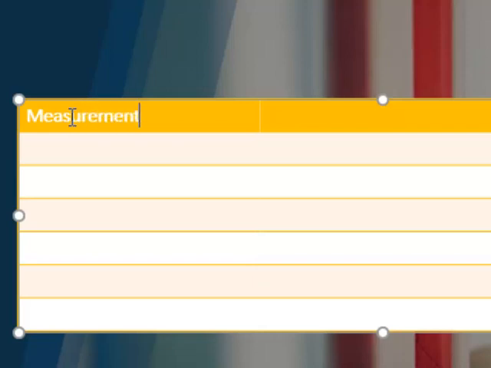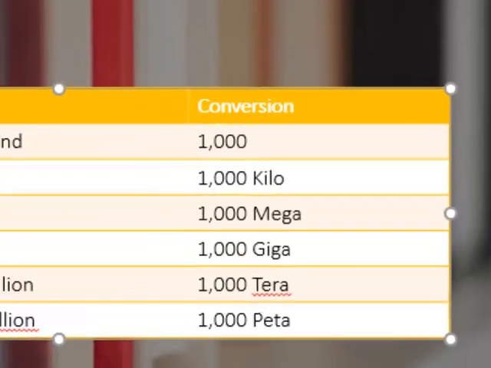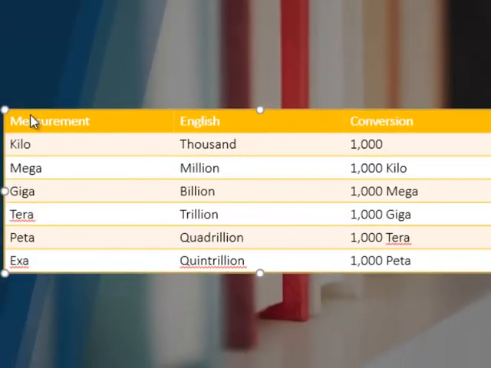Remember, columns go up and down. The names that appear in the first row of a table are called column headings. And there is the table all filled in. We have a measurement column, an English column, and a conversion column.